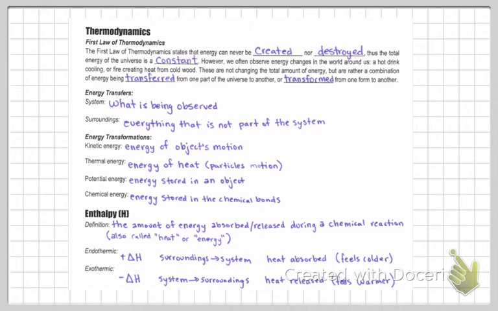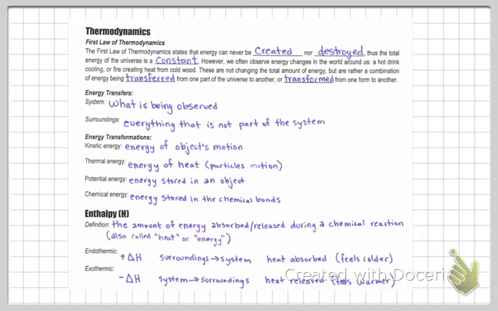The first law of thermodynamics is kind of this overarching principle that goes through all of chemistry. It might remind you of the law of conservation of matter. But the first law says that energy can never be created or destroyed. So the total energy of the universe is constant. We can observe energy changes in the world around us, but we can never actually create or destroy energy. Rather, energy is transferred from one part of the universe to another. So rather it is transformed, not so much created.